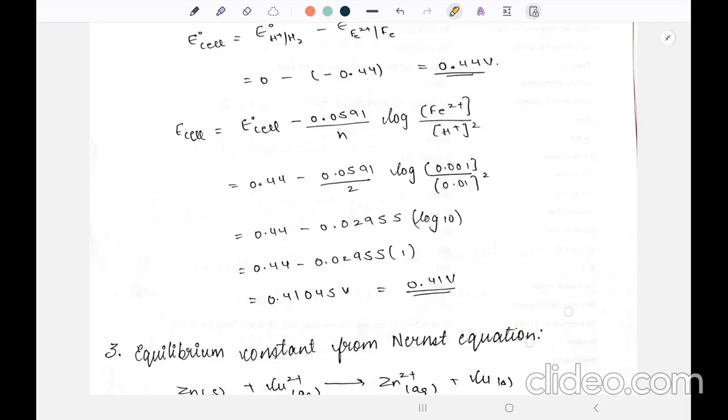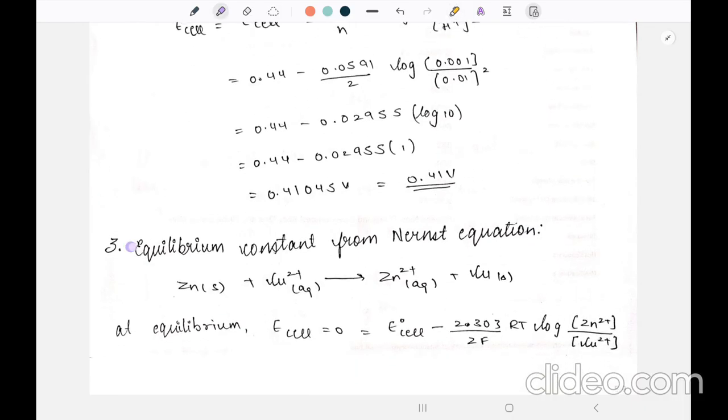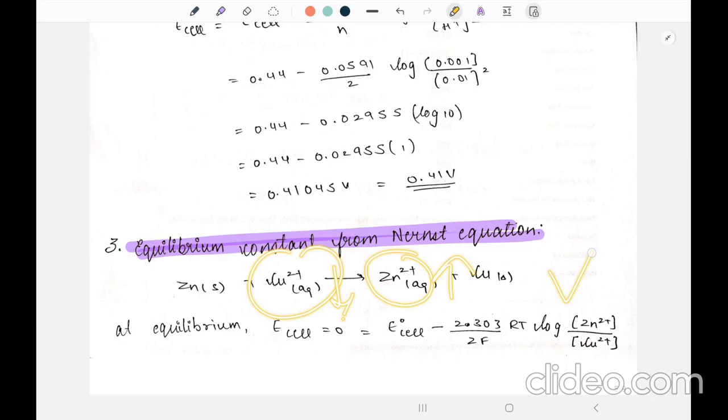Now let us study the equilibrium constant from a Nernst equation. How do we actually get the equilibrium constant from a Nernst equation? So let us take the Daniell cell, and this is the equation which we know. Zn plus Cu2+ will give rise to Zn2+ plus Cu, and the concentration of Zn2+ keeps on increasing and the concentration of Cu2+ keeps on decreasing with time. At the same time, the voltage of the cell on the voltmeter keeps on reducing.